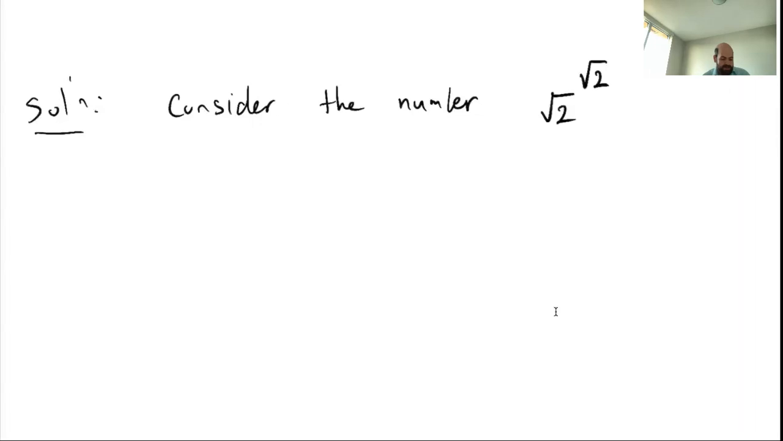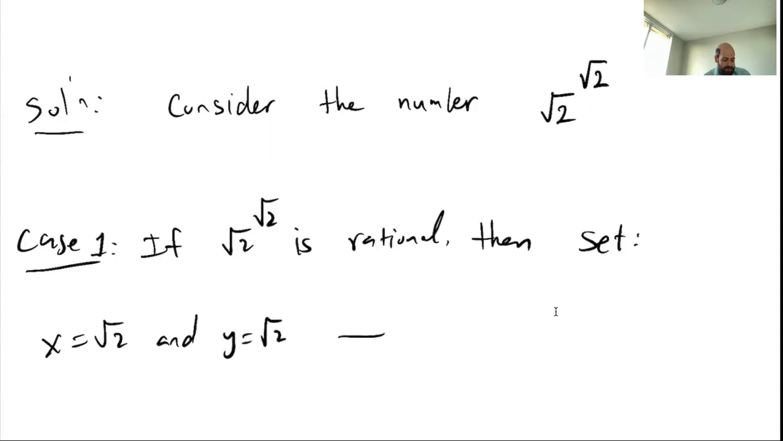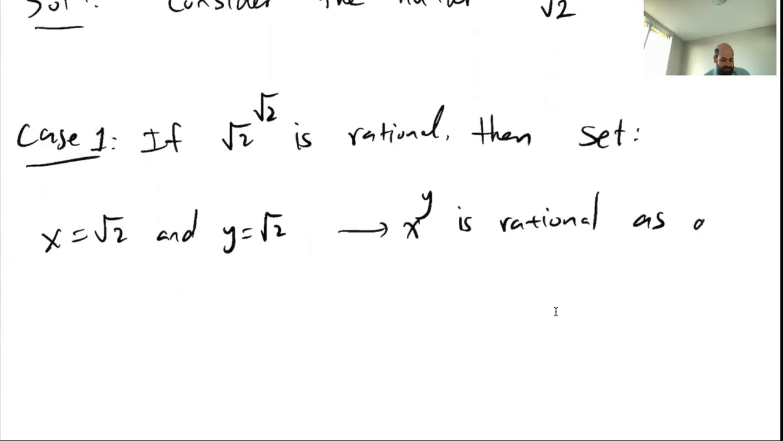So case one, or possibility one: if √2 to power √2 is rational, then set x equals √2 and y equals √2, and then x to power y is rational, as desired.